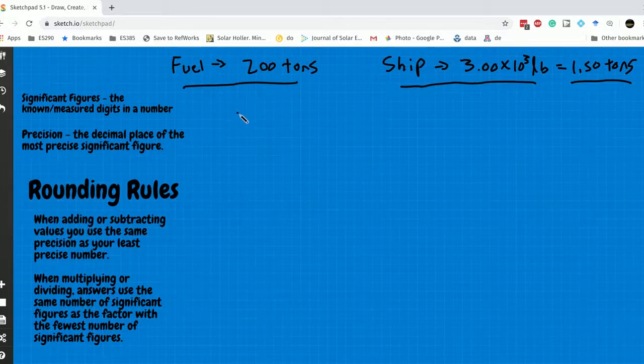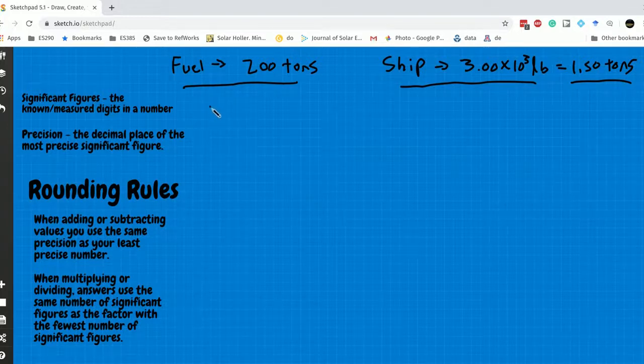Now, before we actually carry out our calculations, it's important to realize that there are two key pieces of information that will allow us to understand the uncertainty of our results. We saw the first type of information in our last video. It's the number of significant figures in the numbers that are going into our calculation. As you recall, significant figures are the known or measured digits in a number. And when you have the number of significant figures in a number, it tells you how many digits are known or measured, but it doesn't necessarily tell you anything about where the decimal place might be located.